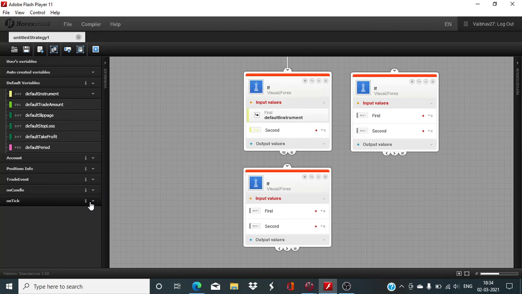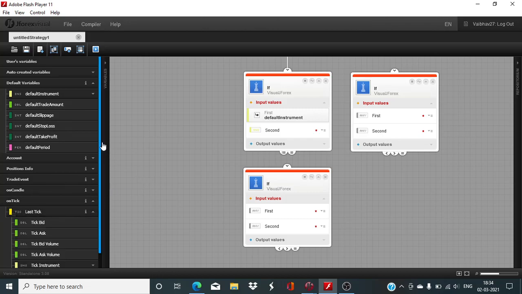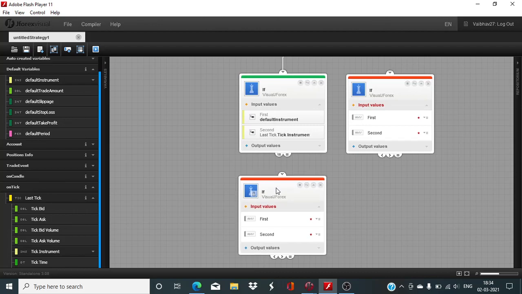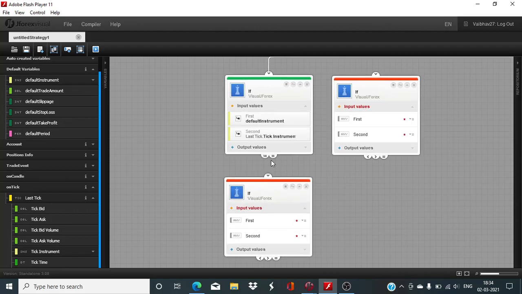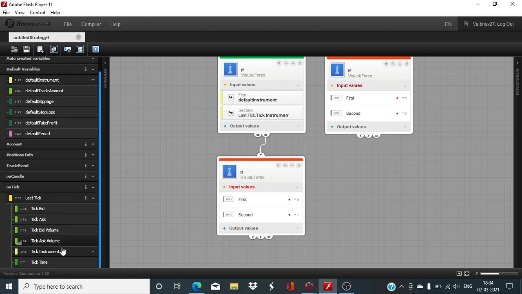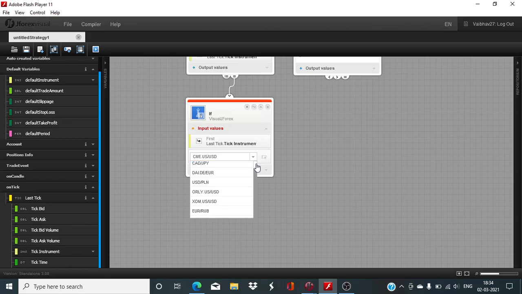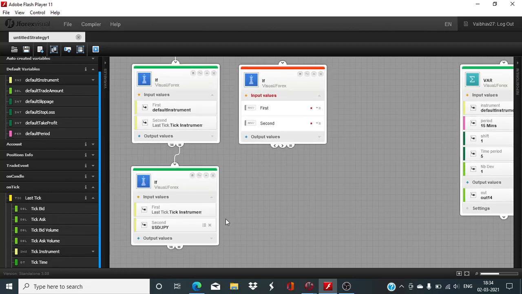Okay. And as we are using the on tick as our start point, I will use last tick instrument to make sure the trade execution will happen only on USD JPY. And here again we choose USD JPY. Okay, here it is. So the instrument subscription is done.